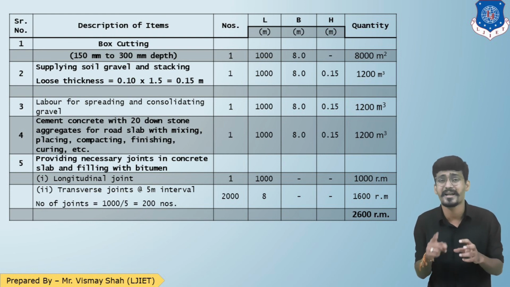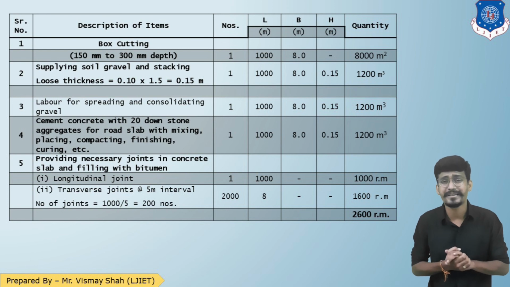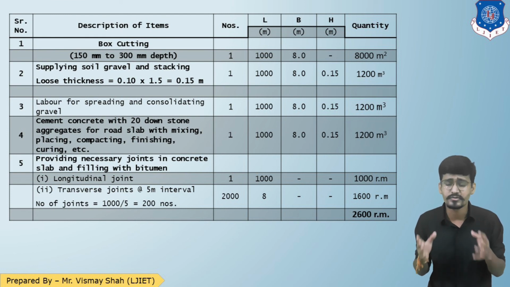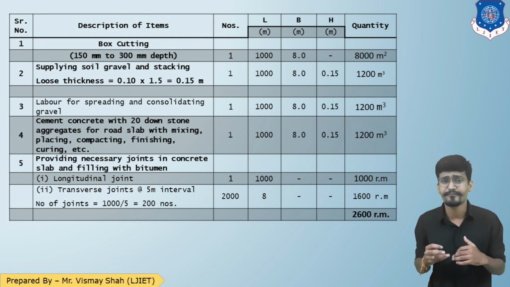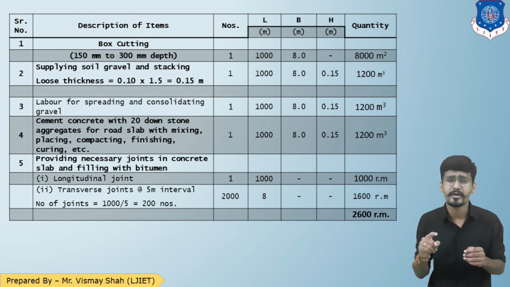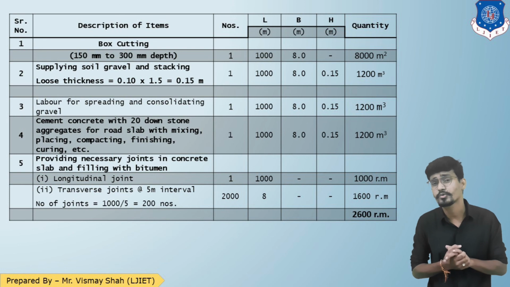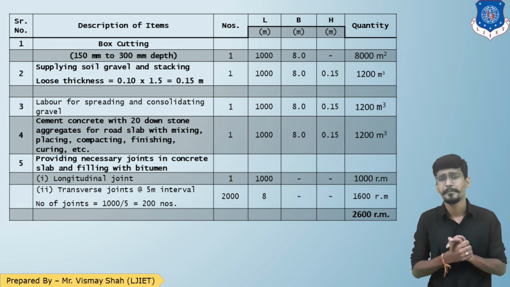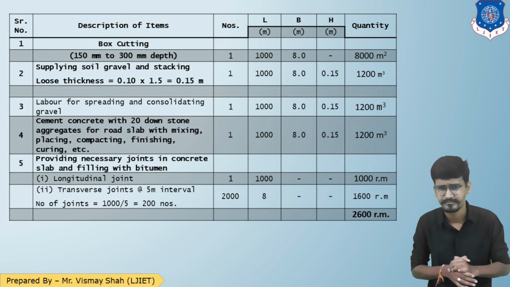Now we are assuming that the transverse joints are provided at an interval of every 5 meters, so the length of 1000 meter divided by an interval of 5, so there will be 200 joints. Now that will be across the span of the road. The width of the road was 8 meter, so 200 joints with the length of 8 meter. So these are the two quantities which we will get in running meter, that is the joints.